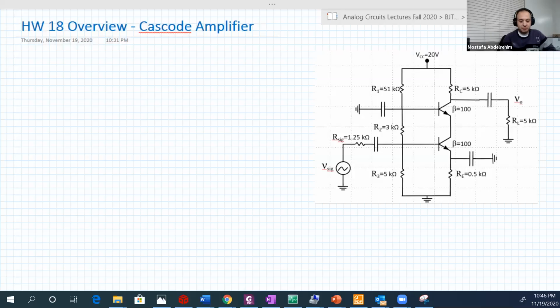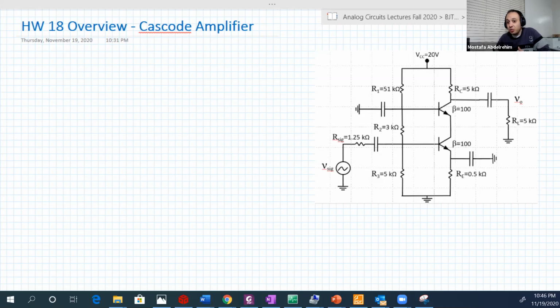Hello guys, so in this video I will highlight or give an overview about the latest assignment, homework 18. It's about one of the very famous multi-stage amplifiers. It's called the Cascode amplifier. Yeah, I know the name is a little bit weird, but this is how they call it. So this Cascode amplifier is actually two stages again.